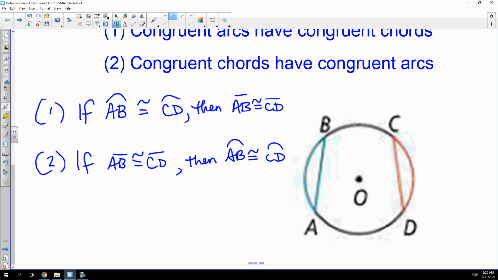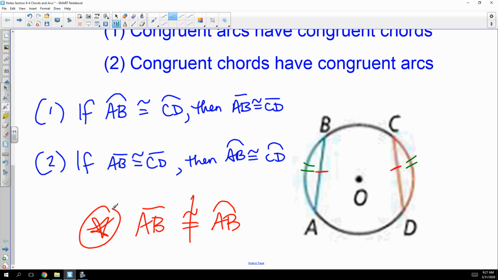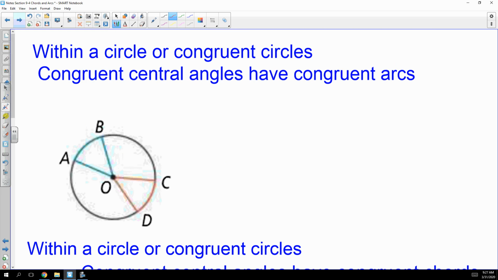I would not put similar hatch marks or tick marks on those things. So you can say that segment AB or chord AB is congruent to chord CD, and then arc AB is congruent to arc CD. It does not mean that segment AB is congruent to arc AB. That is definitely not the case. This is a big no-no. You cannot equivocate arc measures with segment lengths. It's not the same thing. So we're going to move on.